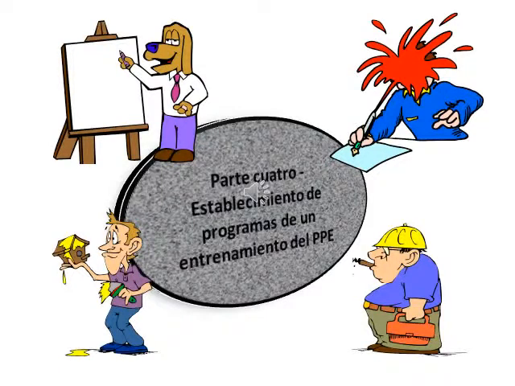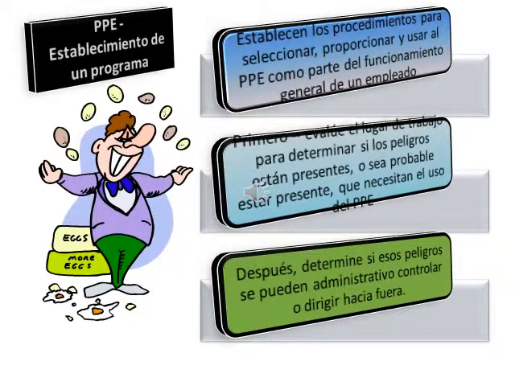Part 4. Establishing a Personal Protective Equipment Training Program. Establishing a program: set out procedures for selecting, providing, and using personal protective equipment as part of the employee's routine operation. First, assess the workplace to determine if hazards are present, or likely to be present, which necessitate the use of personal protective equipment. Next, determine if those hazards can be administered, controlled, or engineered out.